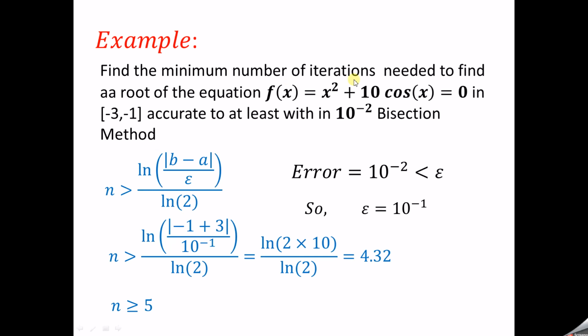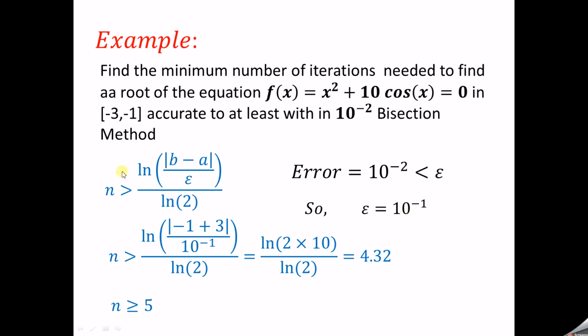Find the minimum number of iterations needed to find a root of the equation f(x) = x square plus 10 cosine x = 0 in the interval minus 3 to minus 1, accurate to at least within 10 power minus 2 by the bisection method. So the error we have is 10 power minus 2. Always we take error less than epsilon. So 10 power minus 2 is less than epsilon. From that we get epsilon will be 10 power minus 1.